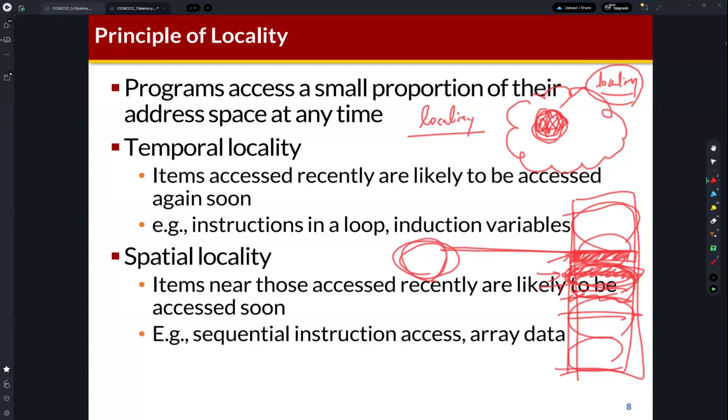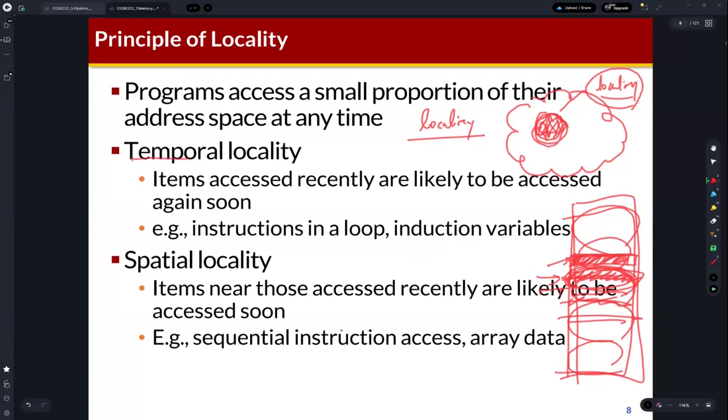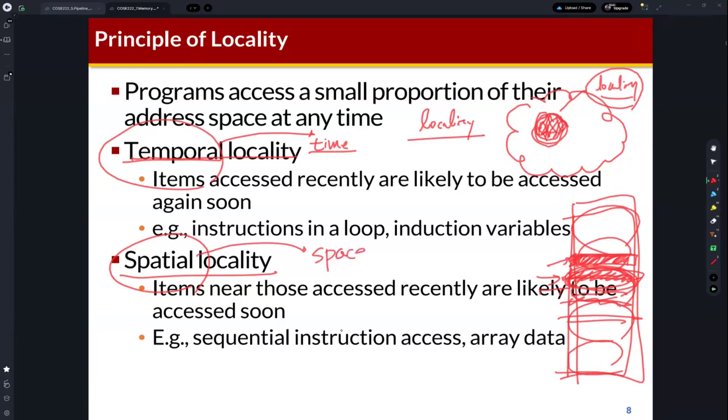So locality is observed in our programs. And there are two kinds of locality: temporal locality and spatial locality. When we use the word temporal, it means time-based, and spatial represents space. Then what is temporal locality? Temporal means it's time-based.